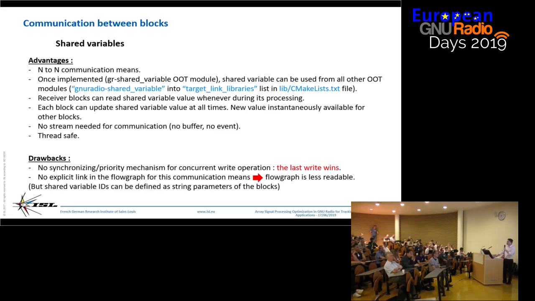The first drawbacks that we could think of now is that there's no synchronizing or priority mechanism yet. So for concurrent write operations, that means that the last block to write a new value basically wins. And there's no explicit link shown in the flow graph for this communication means. So if you're not accustomed to using them, that could make your flow graph a bit less readable. But as you can use these shared variable IDs as a string parameter of your block, you could always see which blocks are using these shared variables to communicate.